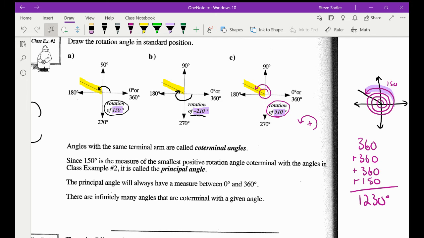So the angles with the same terminal arm are called coterminal angles. Since 150 is the measure of the smallest positive rotation, it is called the principal angle. So all of those angles produce the same terminal arm, but the smallest positive one is going to be the principal angle. So the principal angle always is between 0 and 360 degrees. And again, what I stated on the right here is that there are infinitely many angles that are coterminal with a given angle. So you can have as many combinations really as you want, positive and negative, because you can just keep going around and around and around.